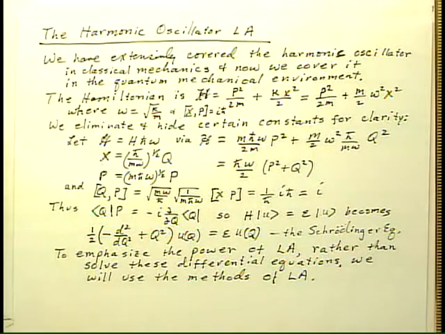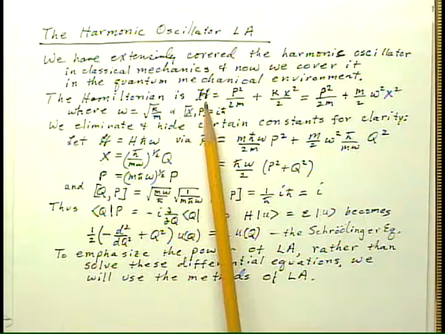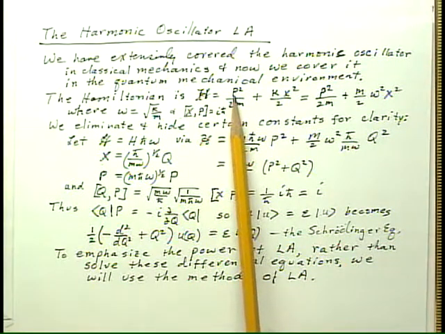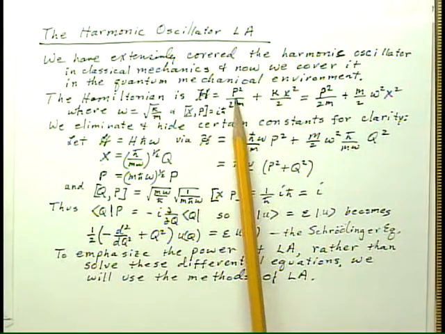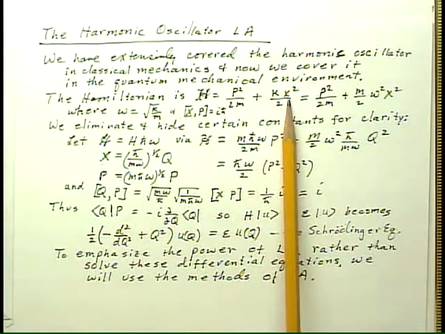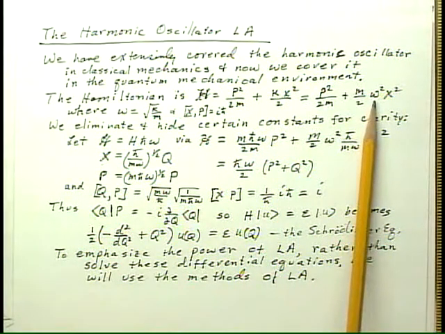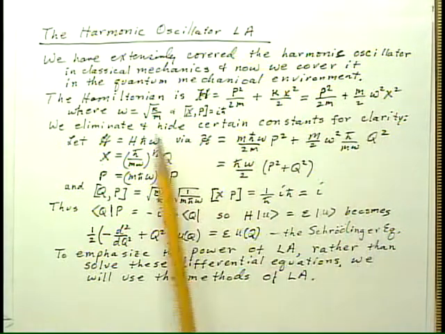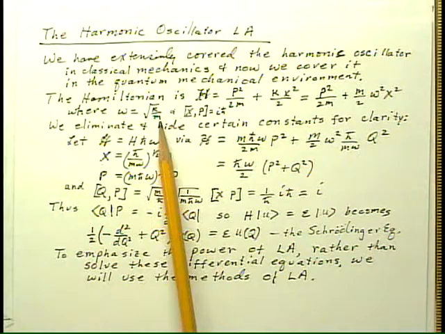Backing up 2 pages, let's recall what we did. We defined the script Hamiltonian as a kinetic plus a potential energy with a harmonic oscillator, p squared over 2m plus 1/2 kx squared. We inserted the definition of omega here rather than use k, where omega is the square root of k over m.